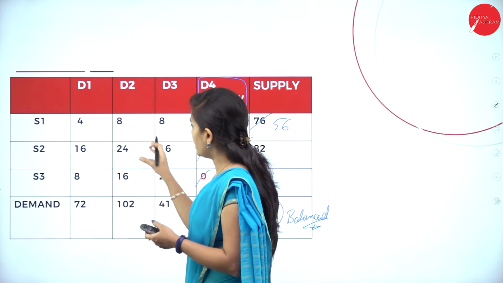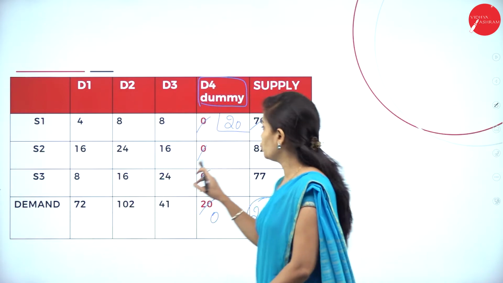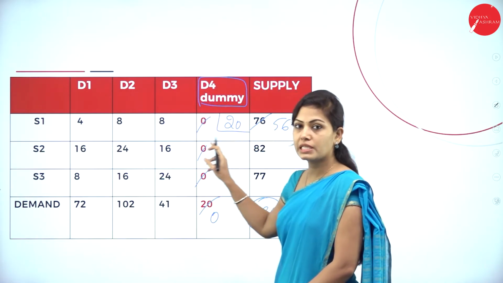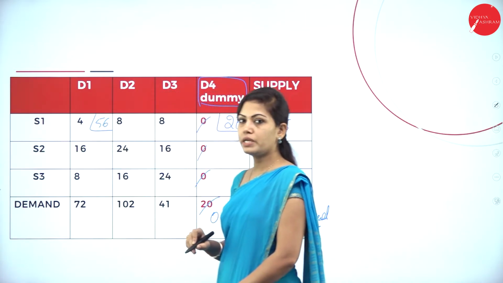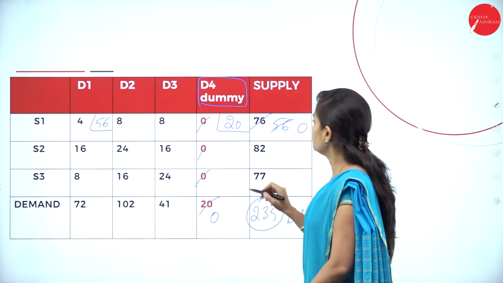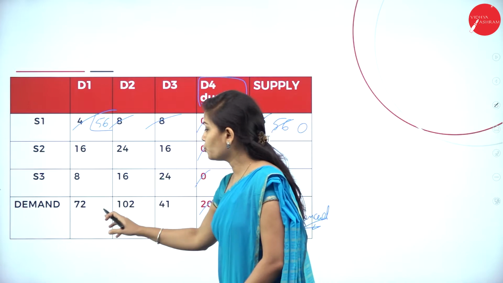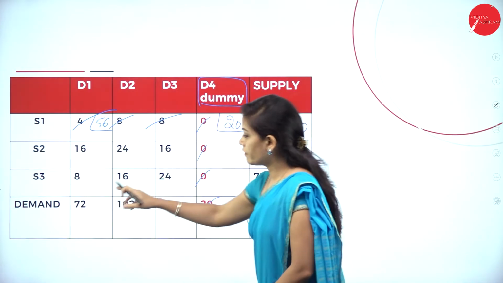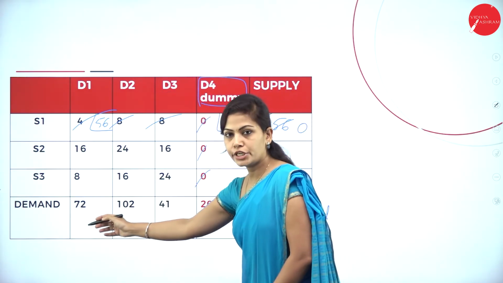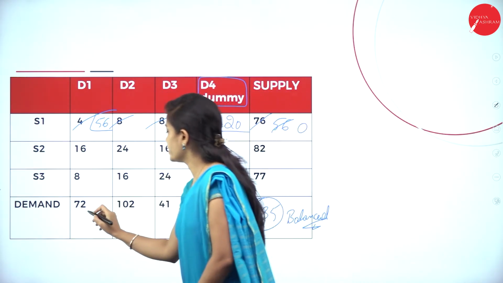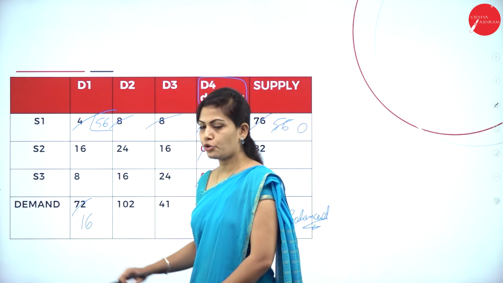And the next least value is 4. Cross verify the demand value with the supply value. Supply value is lesser than demand value. I will allocate 56 to this cell, so it will become 0. If it is 0, you can cancel this entire row. 72 minus 56 is 16. So here in demand I got 16.